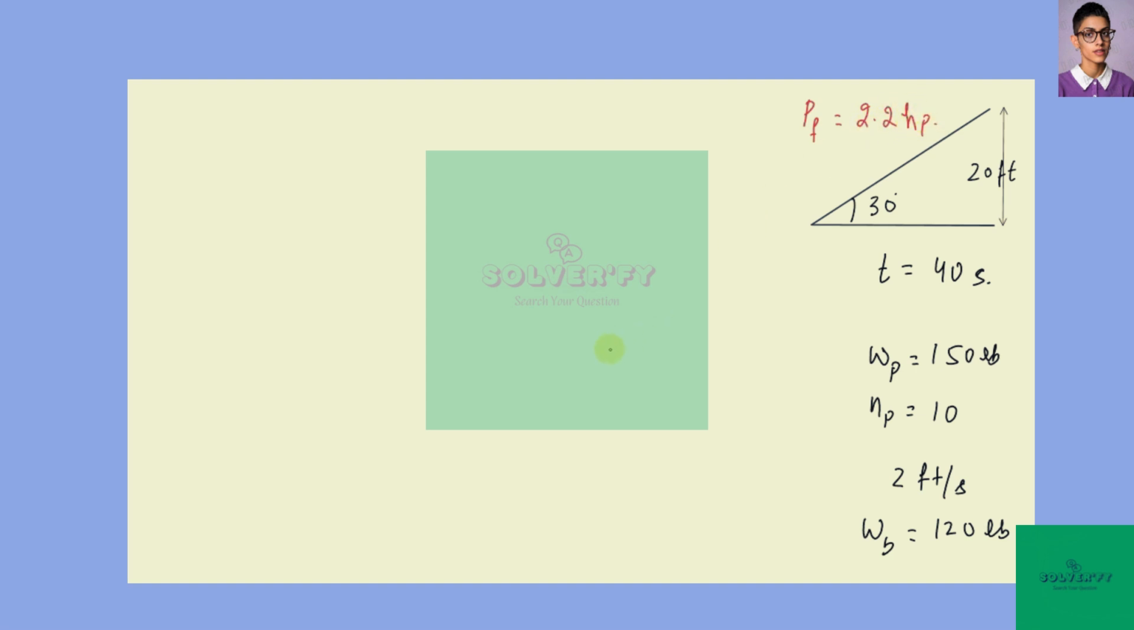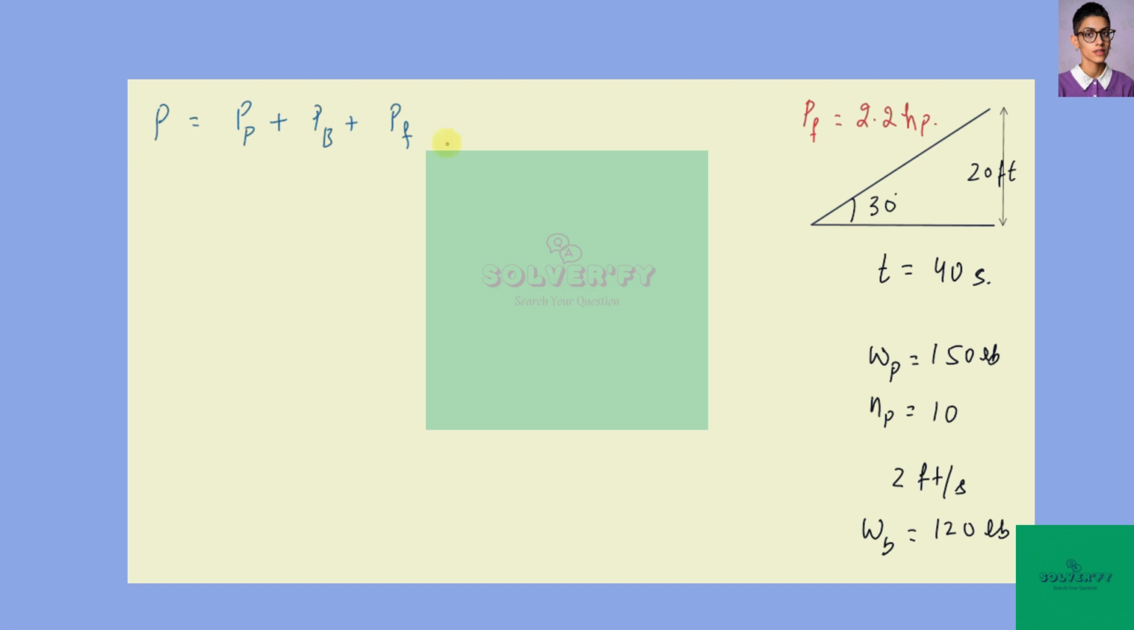Now the power output of the driving motor to maintain a constant speed of the escalator will be the combination of the power required by the persons plus the power required by the boys plus this frictional power. This we are given as 2.2. The other two things we have to calculate.